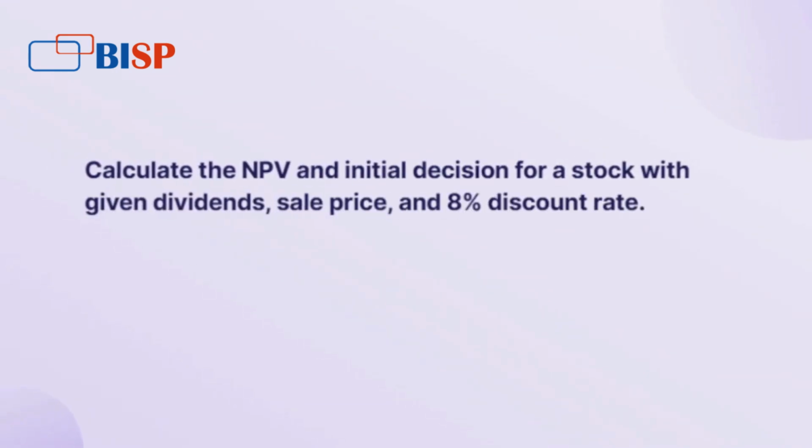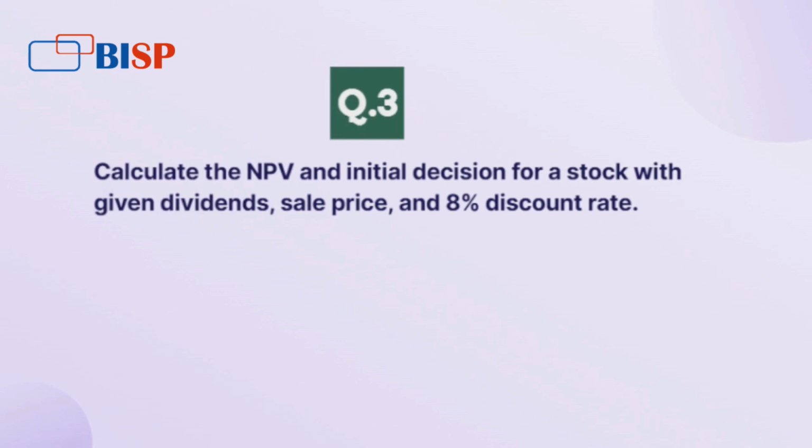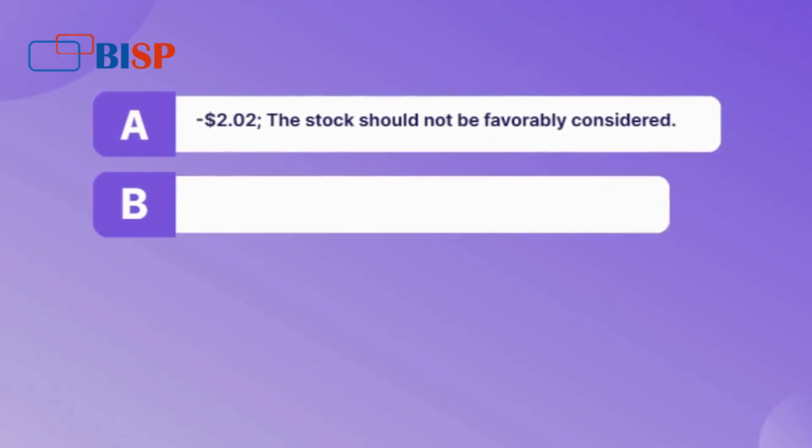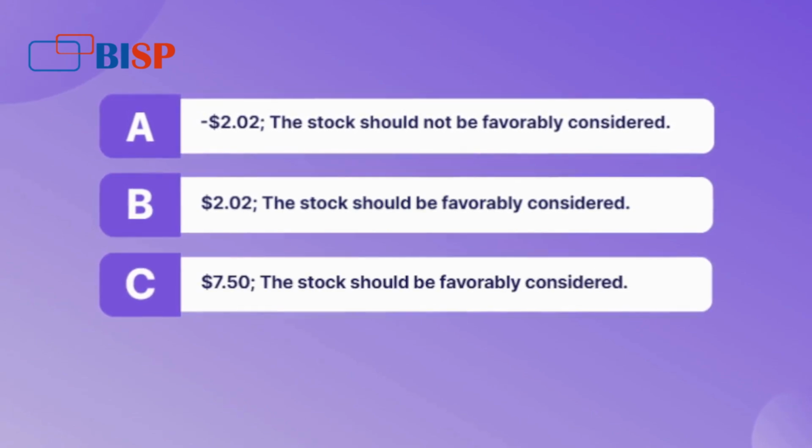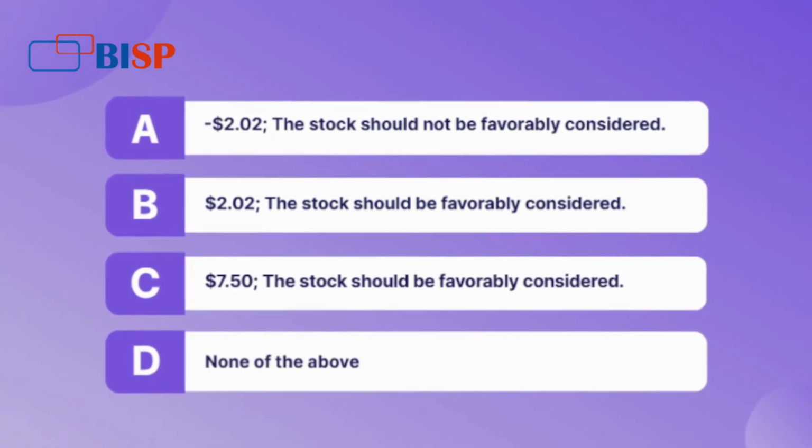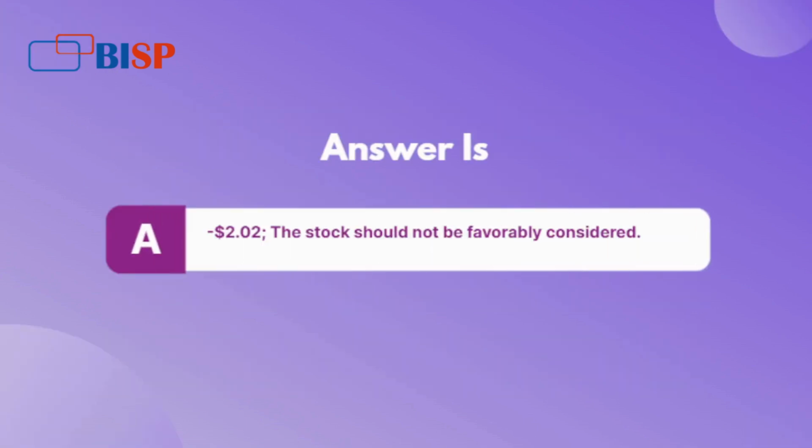Calculate the NPV and initial decision for a stock with given dividends, sale price, and 8% discount rate. A. -$2.02, the stock should not be favorably considered. B. $2.02, the stock should be favorably considered. C. $7.50, the stock should be favorably considered. D. None of the above. Answer is A. -$2.02, the stock should not be favorably considered.